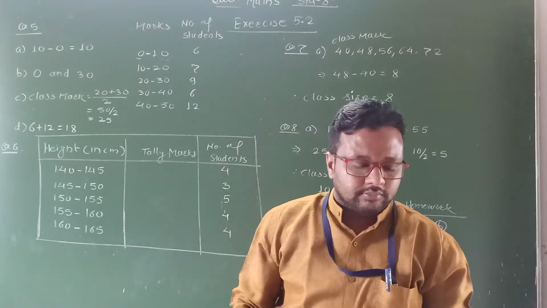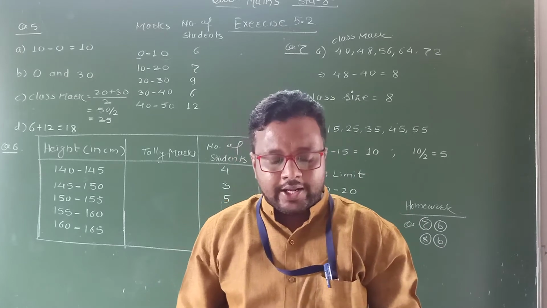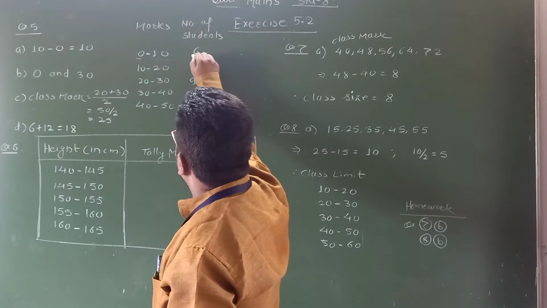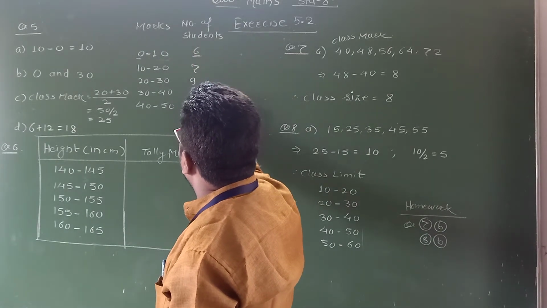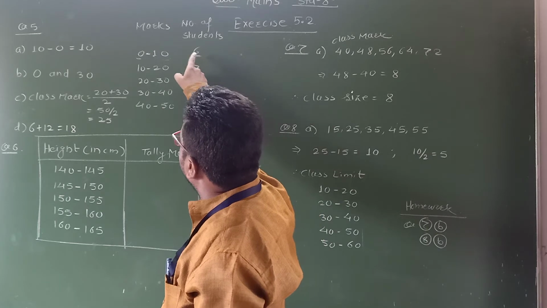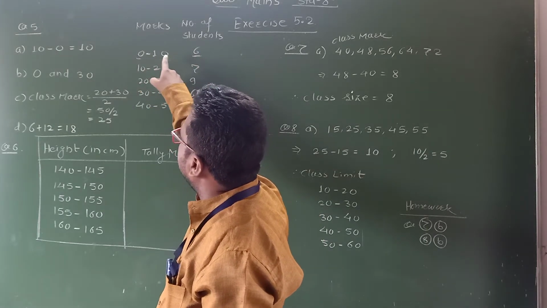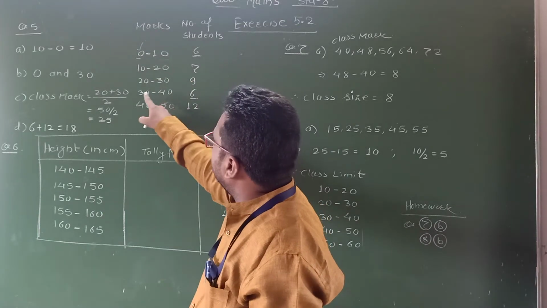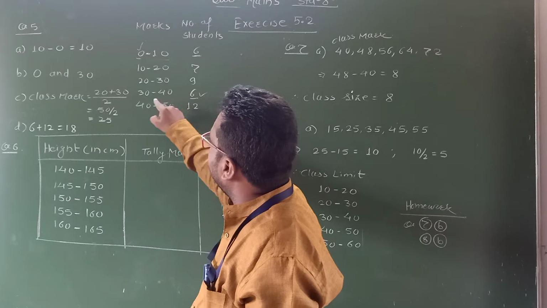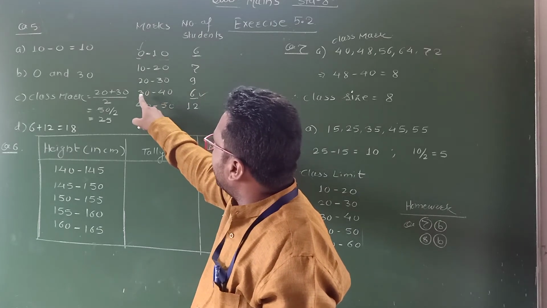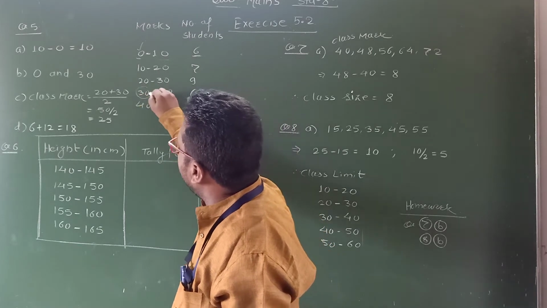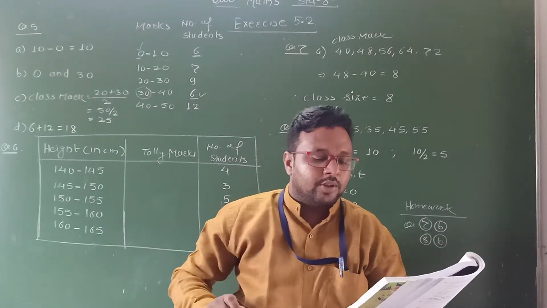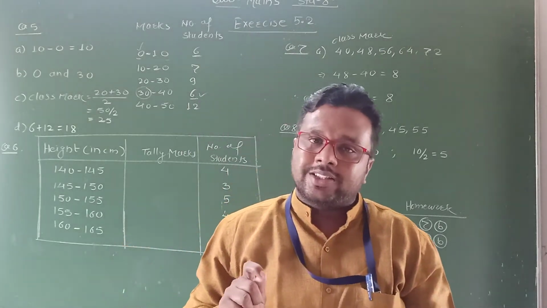Then see the second question. What is the lower limit of an interval whose frequency is 6? Frequency is the number of students, and this is the 6. Its class interval is 0 to 10, and its lower limit is 0. Similarly for 30 to 40, 6 is the frequency, and its lower limit is 30. Therefore 0 and 30 is the answer. These are the lower limits of the class intervals having frequency 6.